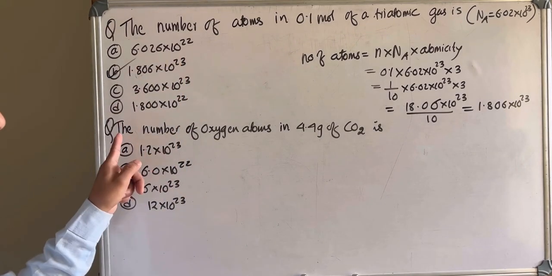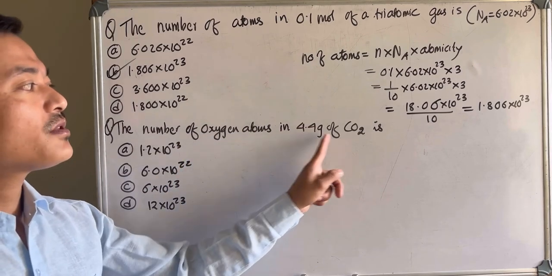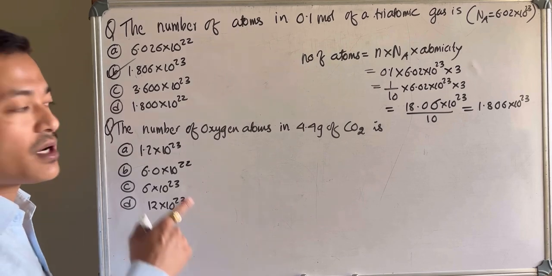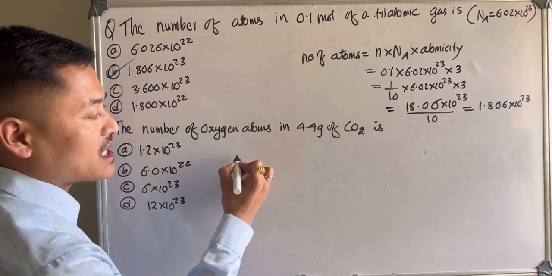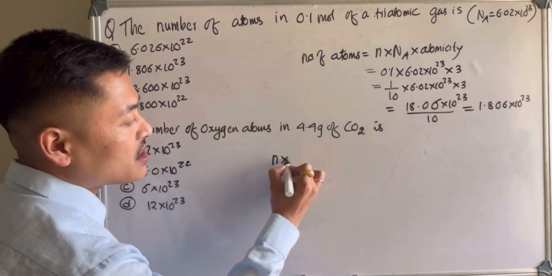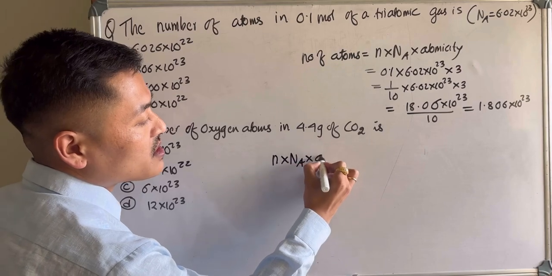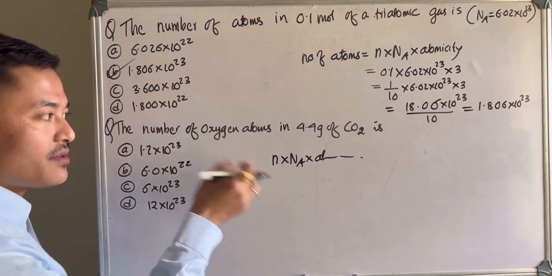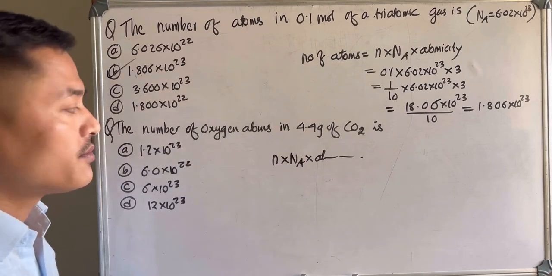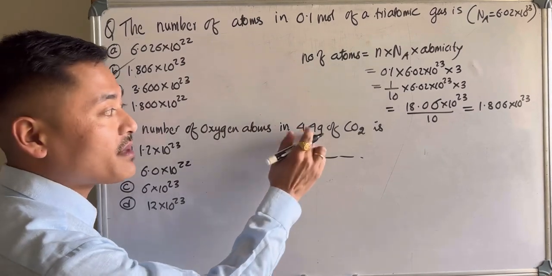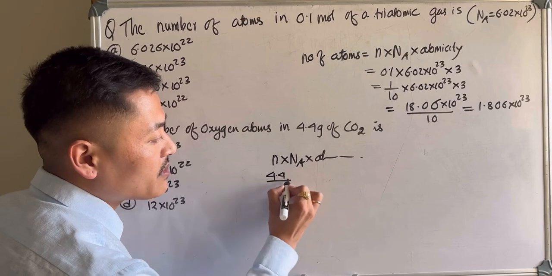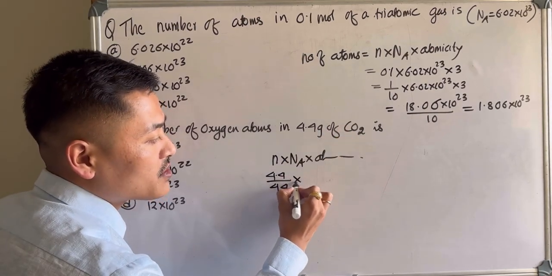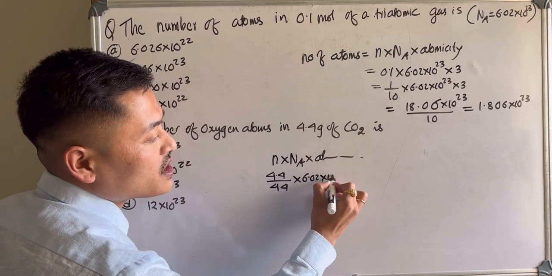In a similar way, the question: the number of oxygen atoms in 4.4 gram of carbon dioxide is. Here also you are asked about the number of atoms. That is why the number of atoms means N into Na into atomicity. N is the number of moles. You are not given the number of moles, but we know that number of moles is given mass, that is 4.4, divided by the molar mass of carbon dioxide, that is 44, into Na, that is 6.02 into 10 to the power 23.